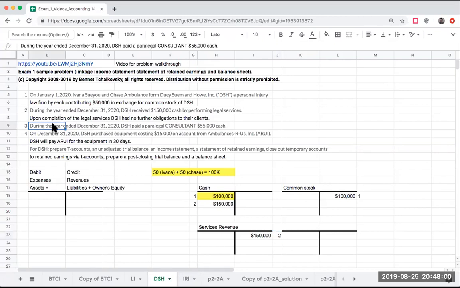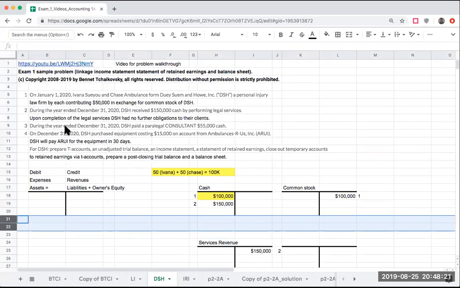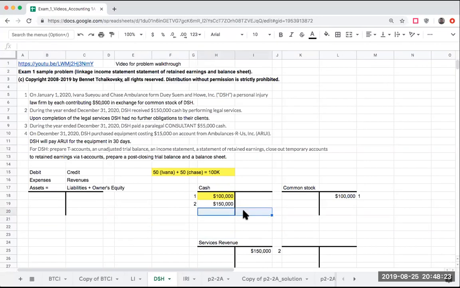Look at that. Wow. So we come over here, and this is why it's so important to go through and number them. Okay. So during the year ended December 31st, 2020, I paid a paralegal consultant $55,000 cash. Okay. So I'm paying a consultant $55,000 cash. So is my cash balance going up or down? Down. So cash is going down. And how am I going to show a decrease to cash? Do I do that with a debit or a credit? Credit. So I'm going to credit cash right here for $55,000.